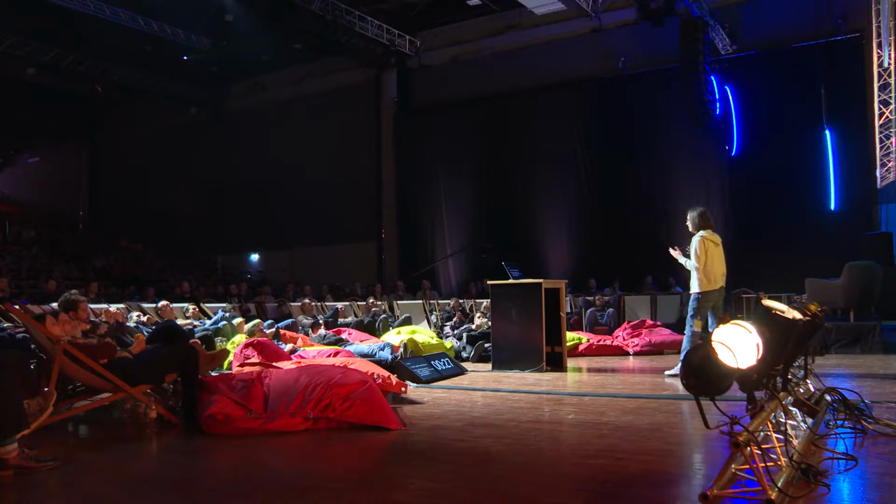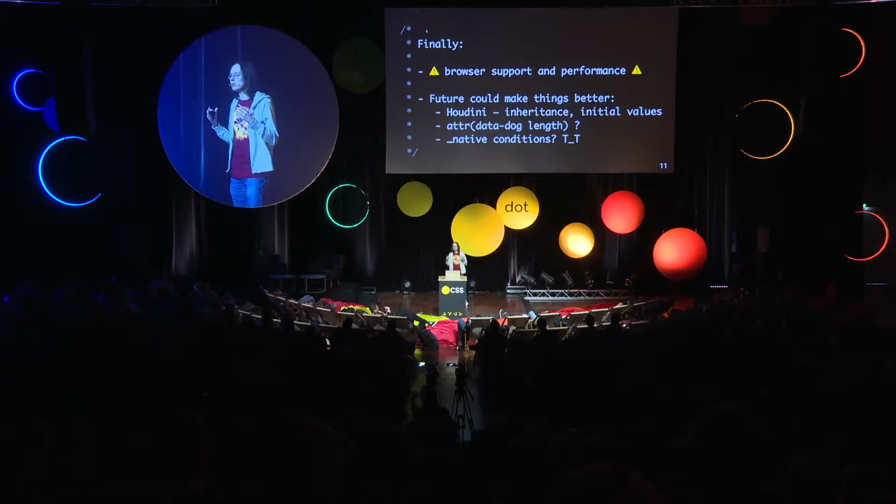We have Houdini, and with it, we could probably get better performance by disabling the inheritance for our properties, and we could have initial values other than the HTML initial. And this could make our conditions much better. And maybe one day we would get a way to get an attribute value using the attr function, and maybe one day we could have native conditions.